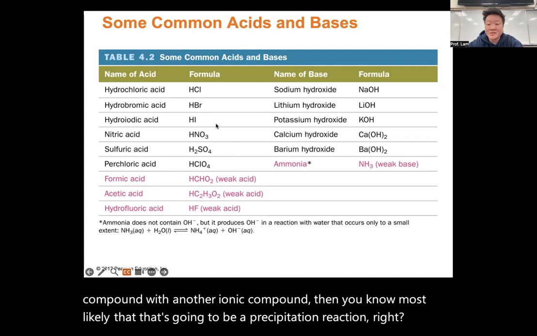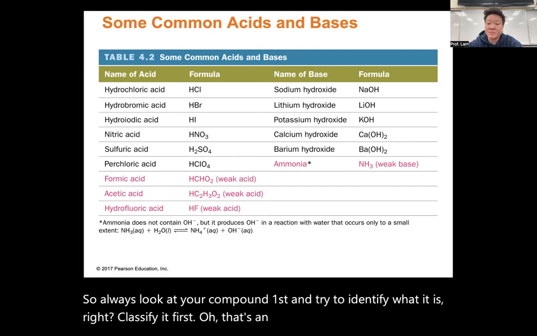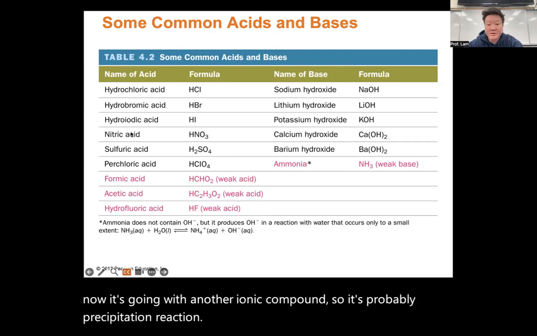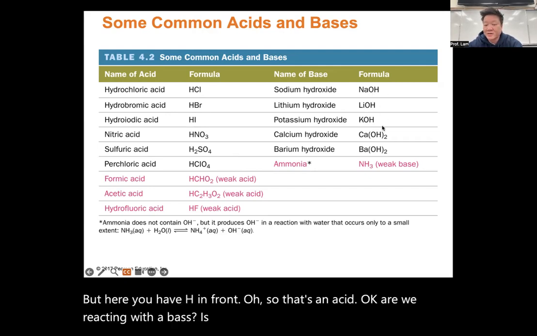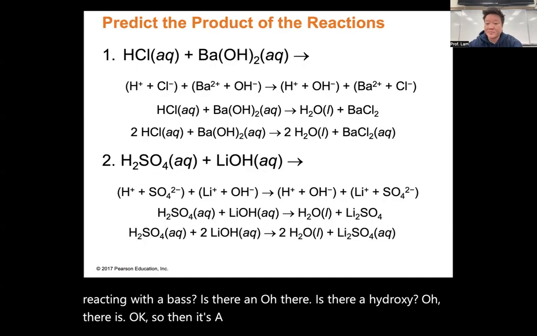So always look at your compound first and try to identify what it is, right? Classify it first. Oh, that's an ionic compound. Okay. Oh, and now it's going with another ionic compound. So it's probably precipitation reaction. Oh, but here, you have H in front. Oh, so that's an acid. Okay. Are we reacting with a base? Is there an OH there? Is there a hydroxide? Oh, there is. Okay. So then it's a neutralization reaction, right?